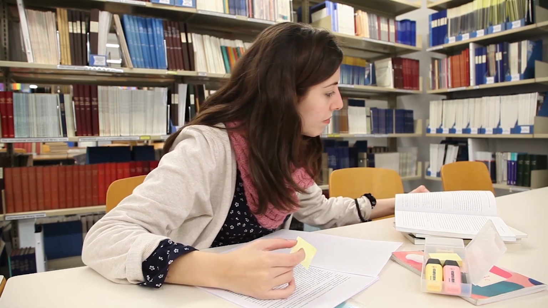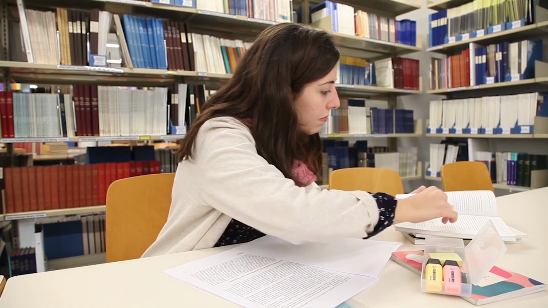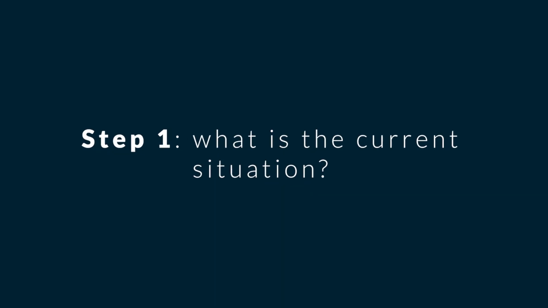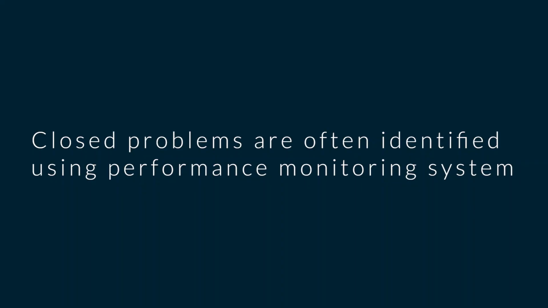Generally, once the problem has been identified, the following 8-step process is a useful model for solving problems in procurement. And number 1, what is the current situation? So you start by figuring out what you're currently dealing with. Is it an open-ended or a closed-ended sort of problem? Closed problems are often identified using a performance monitoring system. In this case, you have a target and you have a way of measuring if that target has been achieved.